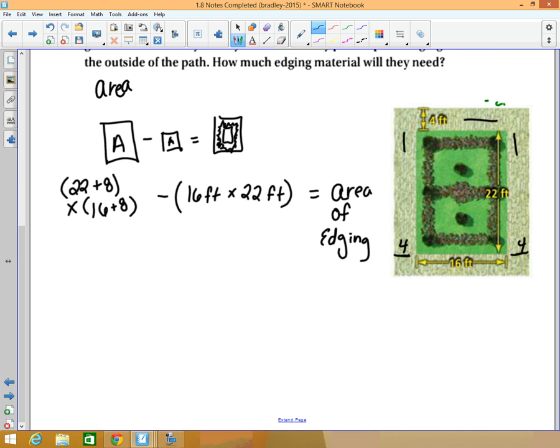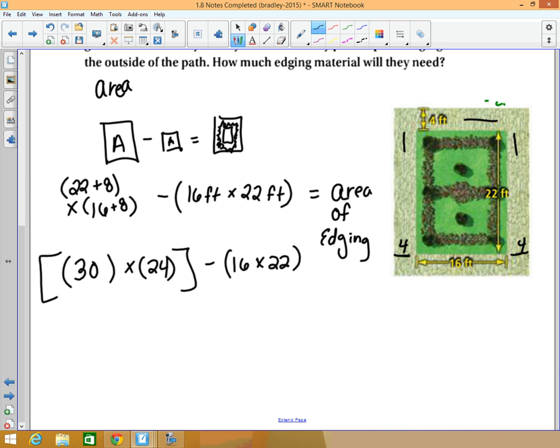So 22 plus 8 is going to give me 30. So that's 30 times, and then 16 plus 8 is going to give me 24. Okay, so that's going to give me my first area. And then again, we're going to subtract 16 feet times 22 feet for that. Okay, alrighty, so let's see what this becomes.